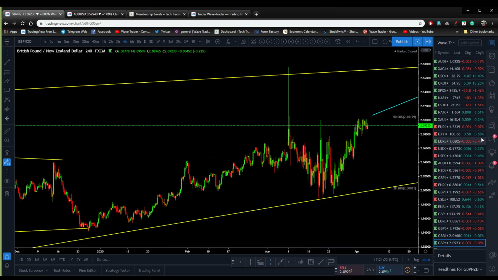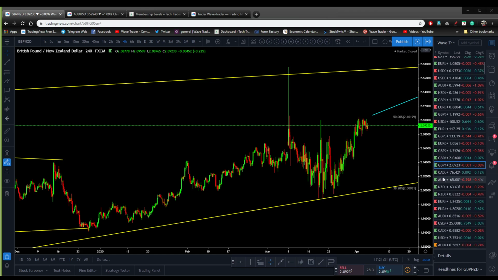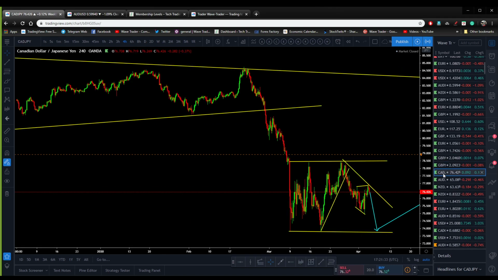So previous top, same analysis on the pound kiwi. Price is pushing slightly, can go higher. On this move, short term sell from the previous high. So stay sideways on the pound kiwi, pound Aussie.